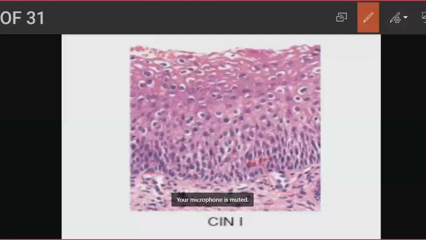So it is CIN2. In CIN2, see, this 2/3 part is involved. So you can see a very large size of nucleus. You can see that they are very crowded. But the upper part is almost normal.